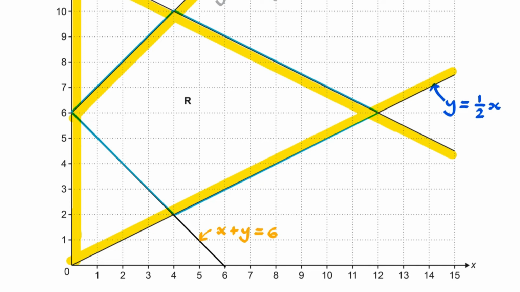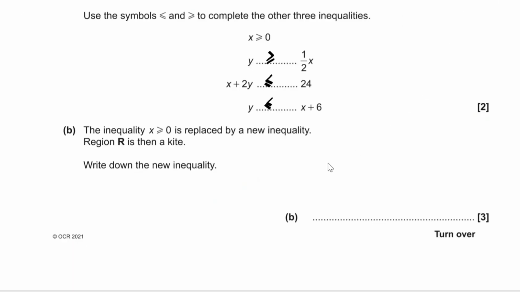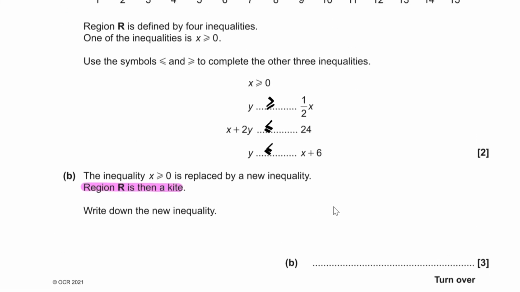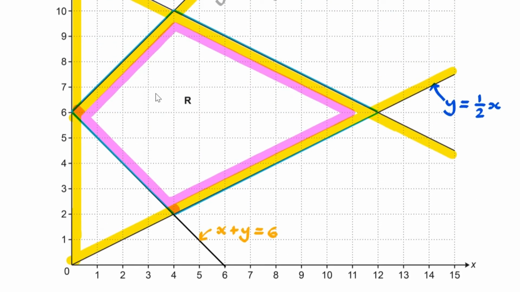We've got a kite now, and now our new region will go above the line like so to give us a kite for our region. So we've got region R now being a kite, which is what we see here. And our new inequality then will be x plus y, we've got a 6 on the other side, and we want greater than or equal to 6 because we're above the line.